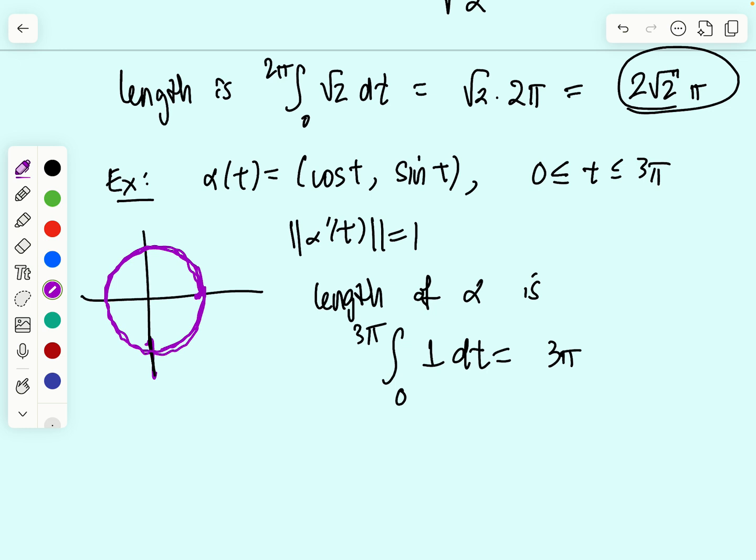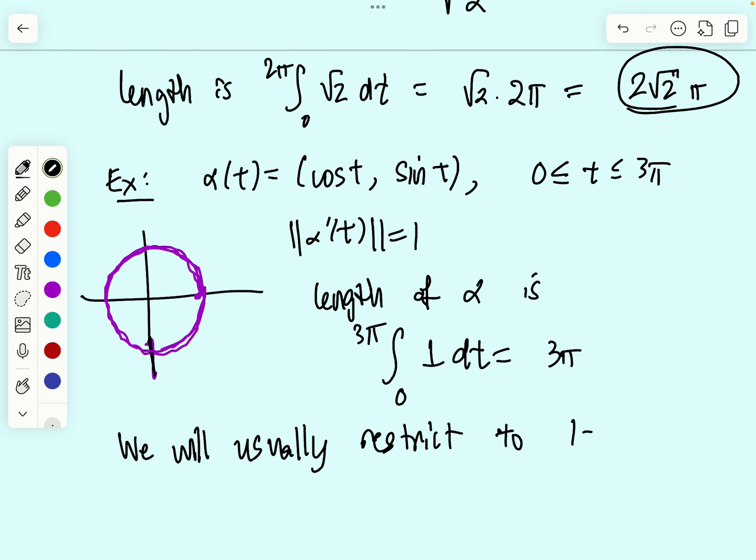So that's what happens if you don't restrict your parameterization to be 1-to-1. So typically, we will restrict to parameterizations that are 1-to-1.